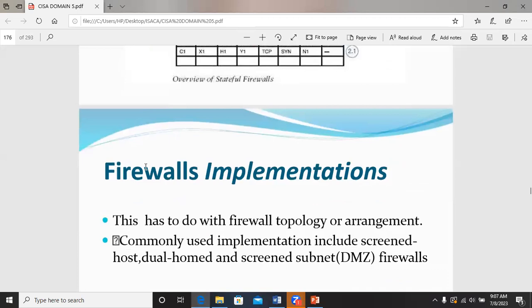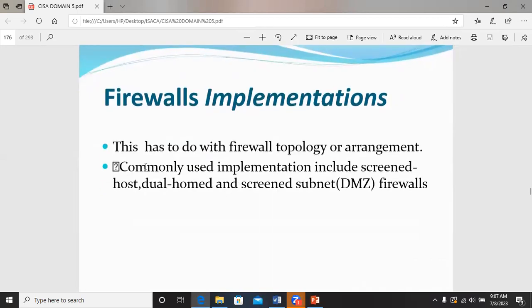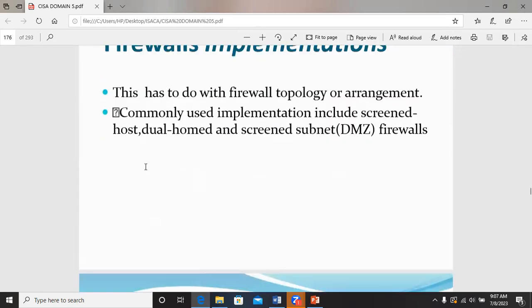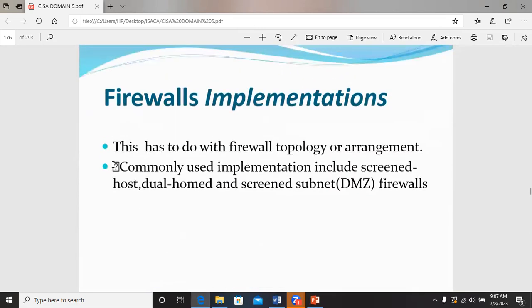Now, one of the areas that is very confusing in CISA is what they call firewall implementation. Honestly, I didn't get it when I was writing CISA. I didn't understand it. It was after I passed CISA and I was training CISA that I really understood it. You have types of firewall: packet filtering, application, stateful inspection. Then you now have firewall implementation. What does that really mean?